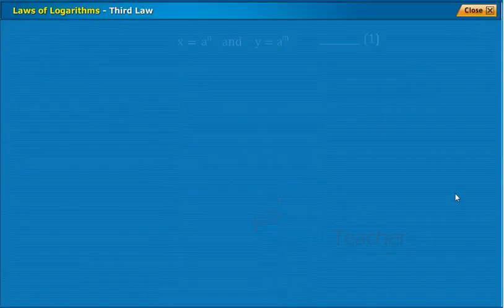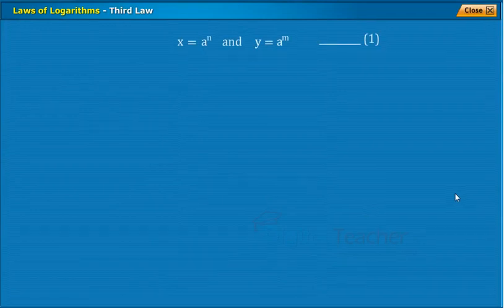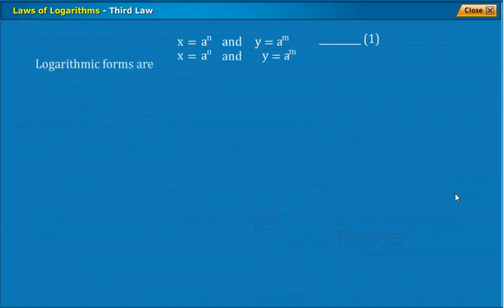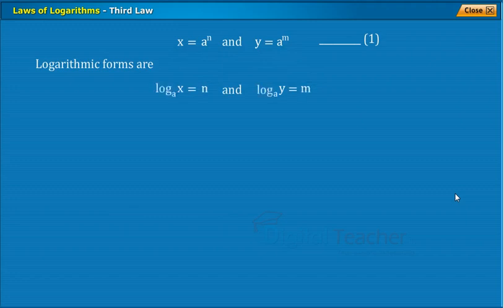Third law. Consider x is equal to a power n and y is equal to a power m as equation 1. Their equivalent logarithmic forms are log x to the base a is equal to n and log y to the base a is equal to m as equation 2. Now, divide x with y. The obtained expression is shown on the screen.